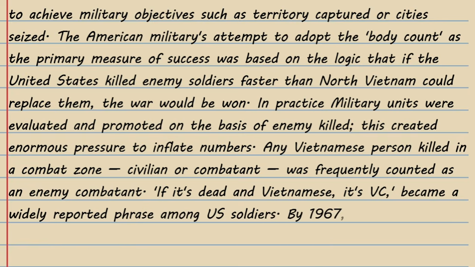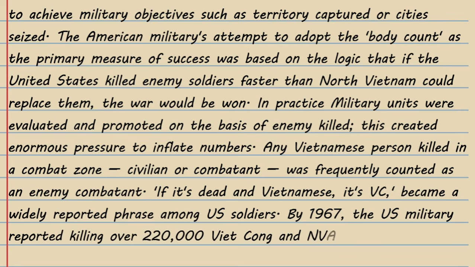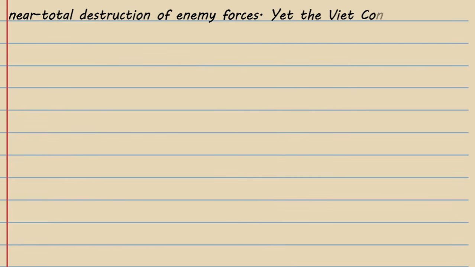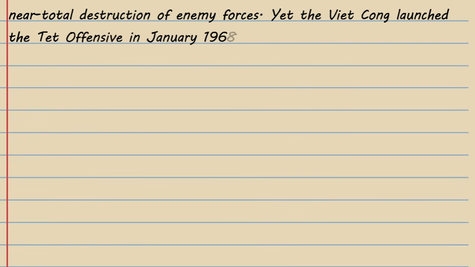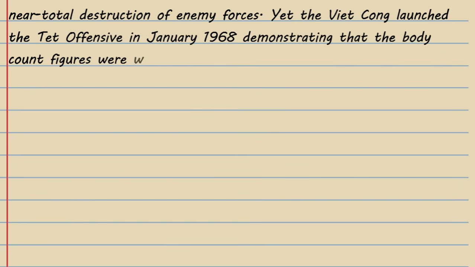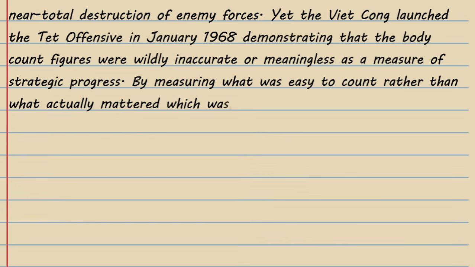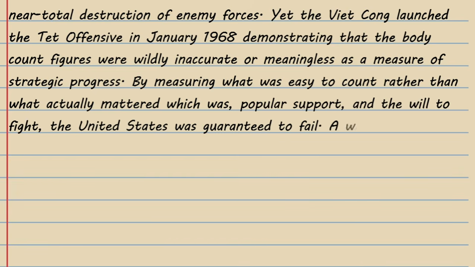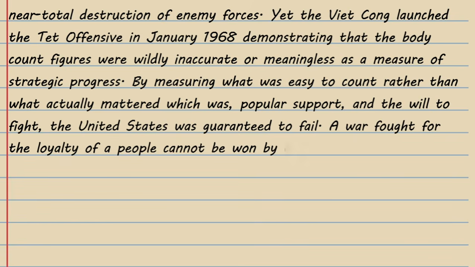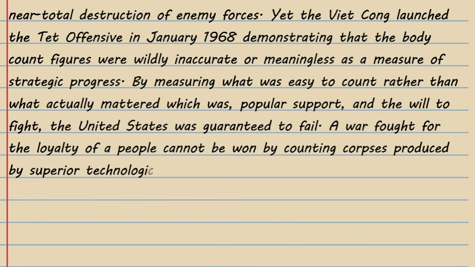By 1967, the United States military reported killing over 220,000 Viet Cong and North Vietnamese army soldiers. If this number was true and accurate, it would have represented the near total destruction of enemy forces. Yet the Viet Cong launched the Tet Offensive in January 1968, demonstrating that the body count figures were widely inaccurate or meaningless as a measure of strategic progress. By measuring what was easy to count rather than what actually mattered, which was popular support and the will to fight, the United States was guaranteed to fail. A war fought for the loyalty of a people cannot be won by counting corpses produced by superior technological weapons.